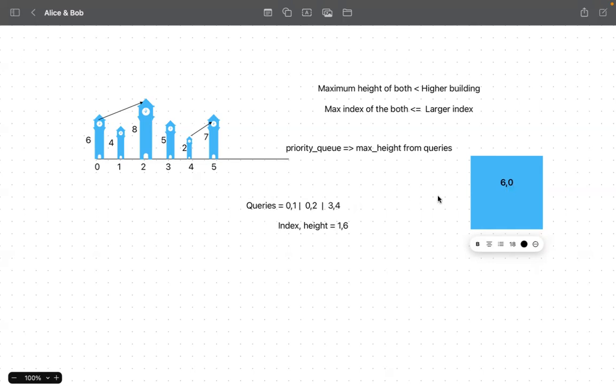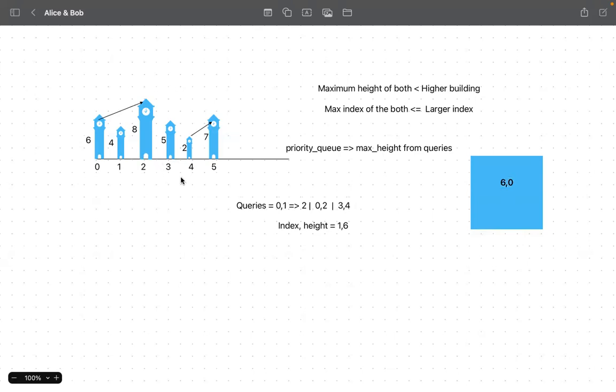And then you come to the second index. At the second index, you look for all the queries which have height lesser than 8. So 6 has lesser height than 8. That's why this will be served. This will come out, and it will be served by which building? Currently at 2, right? So this second index building will serve 6. Let's write it in.